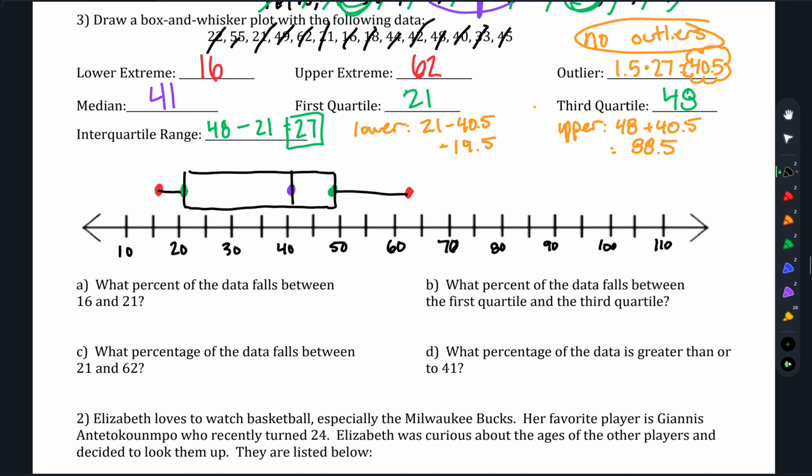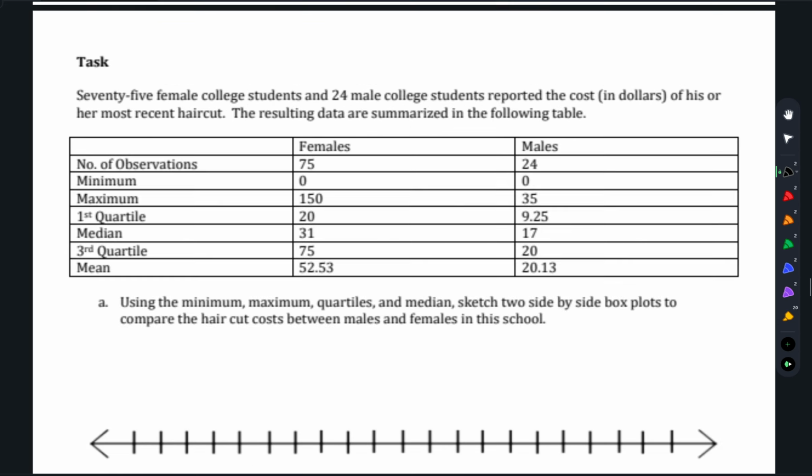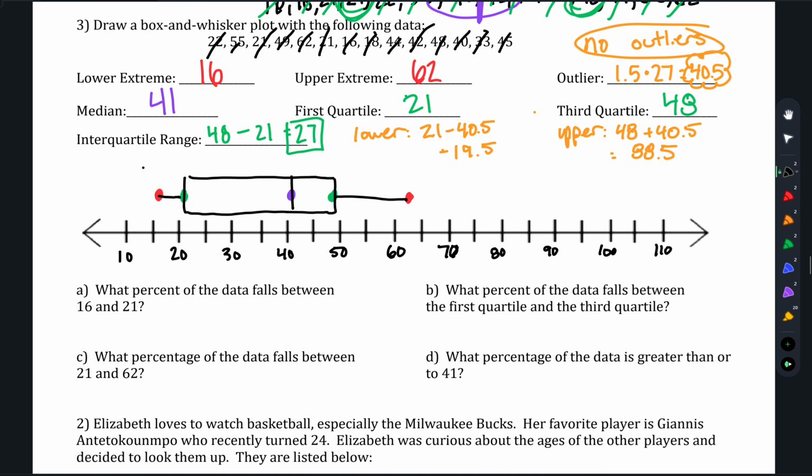Let's answer these questions real fast. Something else that I like to do sometimes is actually put the numbers on here. I think it's helpful when we're answering questions like this, so I will label these points. You don't have to do this, but I think it's helpful. So 21, 41, 48, 62. Okay. So what percent of the data falls between 16 and 21? I can see it's one chunk of my graph, so that's 25%.